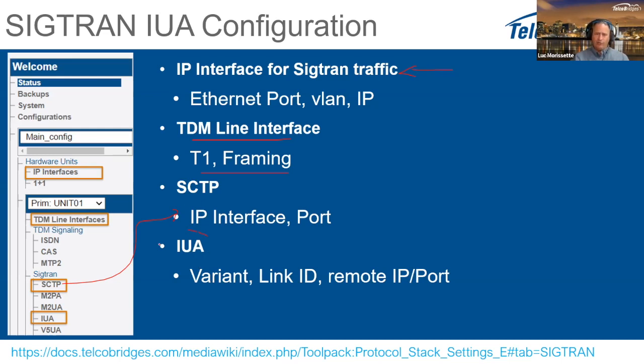And in IUA here, we will configure both the TDM side and the IP side at the same time. Because the only information we need from the TDM side is which ISDN primary rate variant do we have. And it will also here have a link ID, so the media gateway controller can know which IUA or which ISDN PRI we are controlling now. And the remote IP and port, this is of the media gateway controller. So these are the information we need to capture if we want to configure IUA on the system.